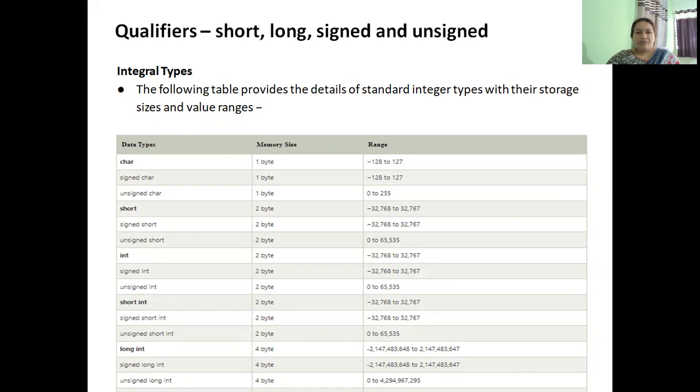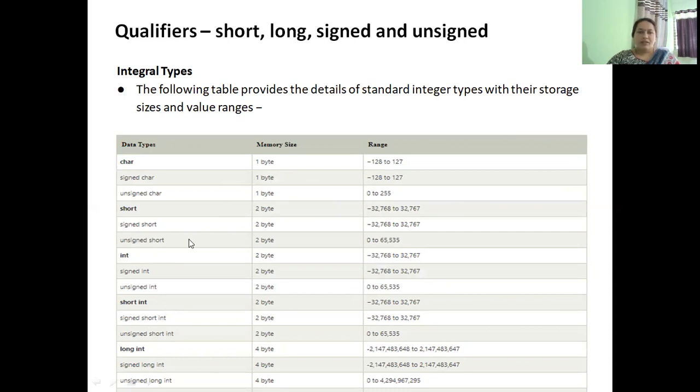In my previous video, we discussed that data types can be classified into two types, integral types and floating point types. Integral type covers the two primary data types, int and char, and floating point data type covers float, double, and long double. In this video, I'll be teaching you the memory size and range of values which can be supported if you use the qualifiers short, long, signed, and unsigned with these two broad categories of primary data types.